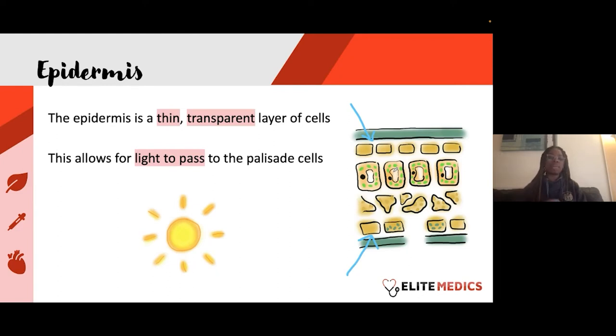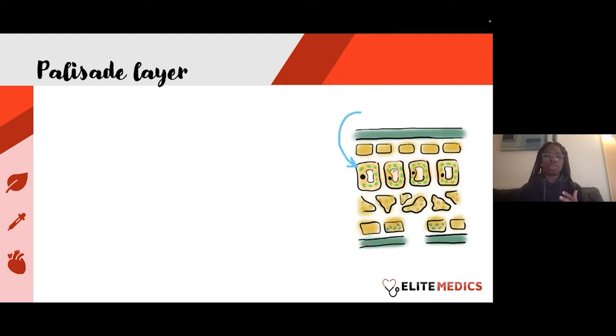So that's your epidermis. You also have epidermis in your skin. You have different layers, 5 layers of your skin cells, which we may go into another time if we look at the skin, but for now we're just looking at leaves. So the epidermis is the top layer. It's not the outermost layer, but the top layer when you're going inside of the cells, and it allows light to go to the palisade cells, which is very important.